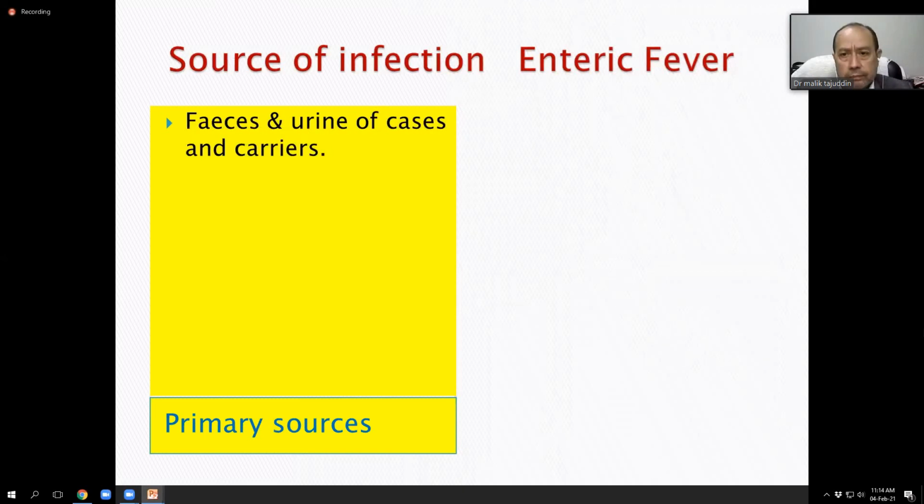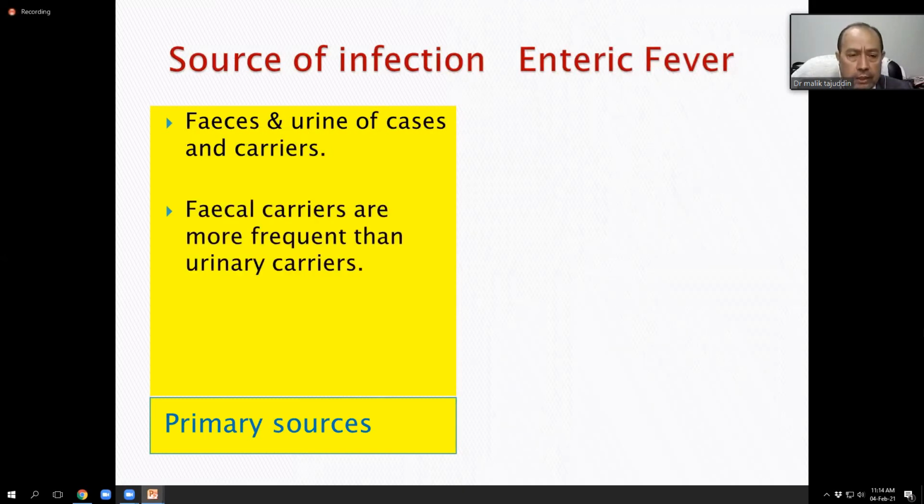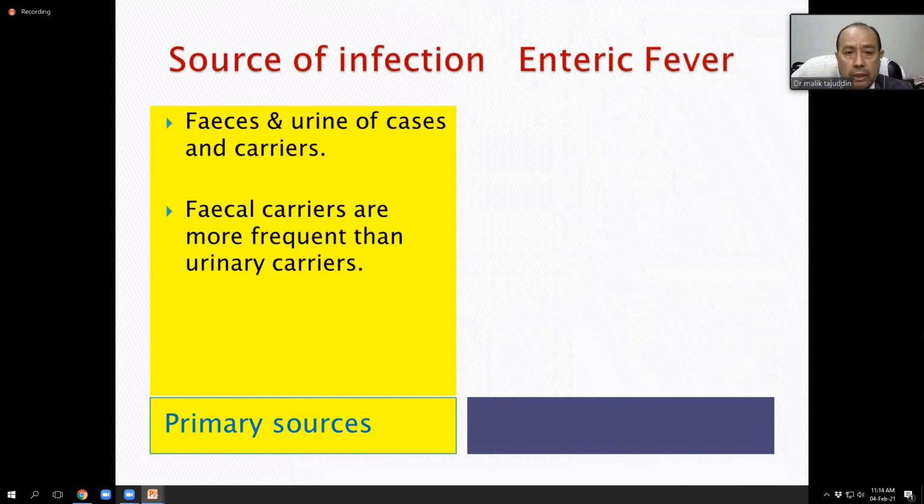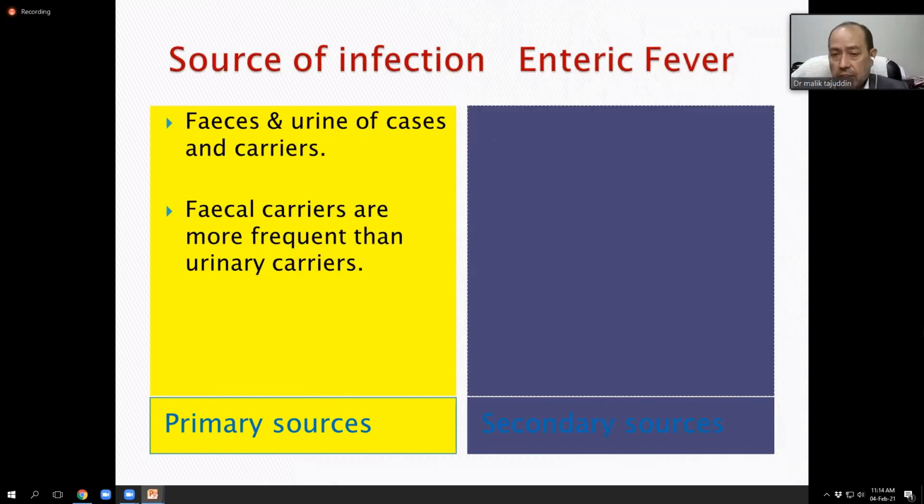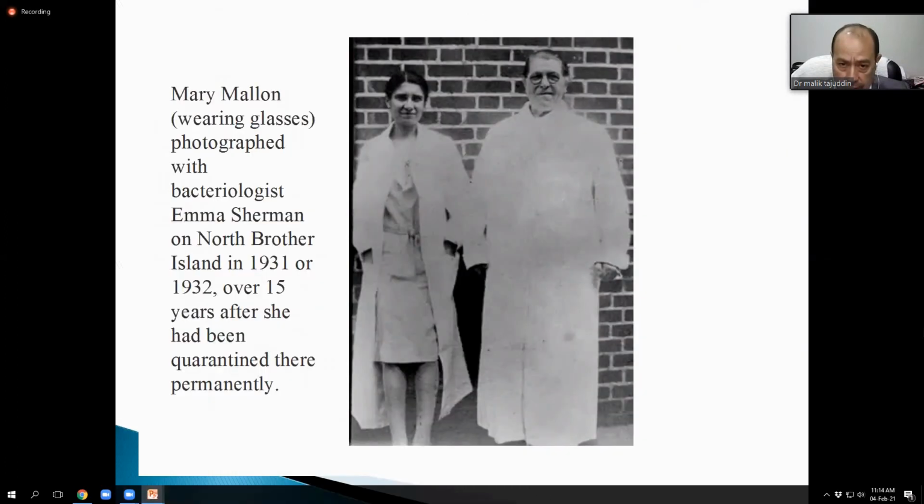Sources of infection, you know, they are the primary sources, which are the feces and urine of the carriers. Feces are more frequent, and then there are the secondary, which are the channels which transmit: food, fingers, and the flies. Water, food, fingers, and flies. Through the feces, it is in the hands, and due to poor hygienic habits, they are transmitted into the food items and then go in, and the water is contaminated there.